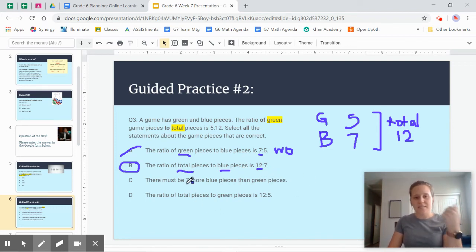There must be 7 more blue pieces than green pieces. 7 more blue than green. Are there 7 more blue than green? No, there's 7 blue and 5 green, not 7 blue and 0 green. So C, not true. Please write your little explanation for why on your paper.